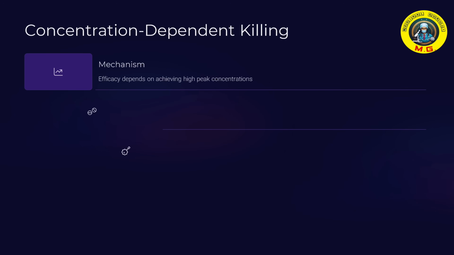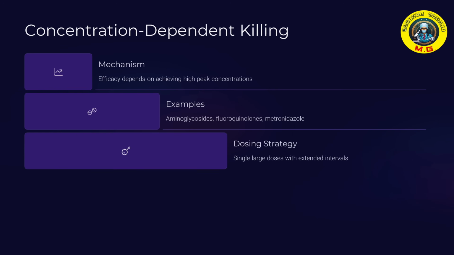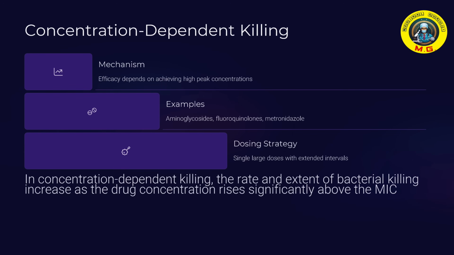So the mechanism of action of concentration-dependent antibiotics is that the rate and extent of bacterial killing increase as the drug concentration rises significantly above the MIC. These antibiotics rely on achieving a high peak concentration, that is Cmax, or a high area under the concentration-time curve, AUC, relative to the MIC for optimal effectiveness.